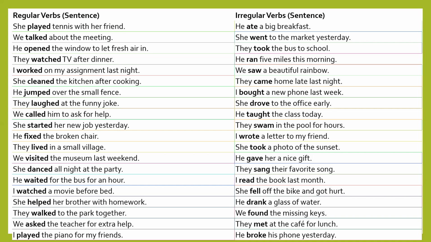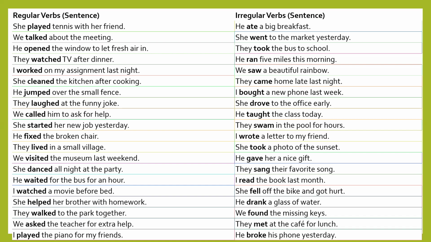She took a photo of the sunset. He gave her a nice gift. They sang their favorite song. I read the book last month. She fell off the bike and got hurt. He drank a glass of water. We found the missing keys. They met at the cafe for lunch. We broke his phone yesterday. So these are irregular verbs in V2 form in the past tense.